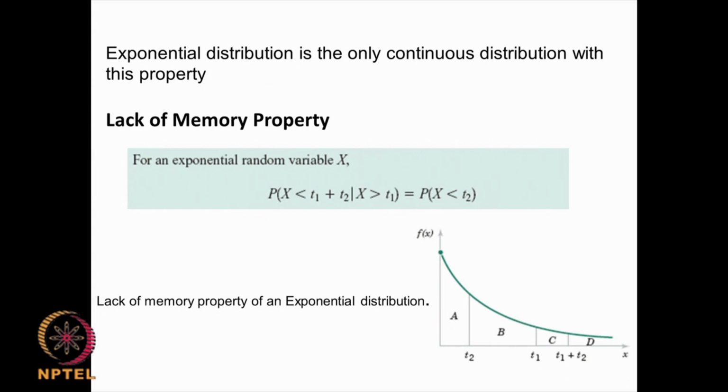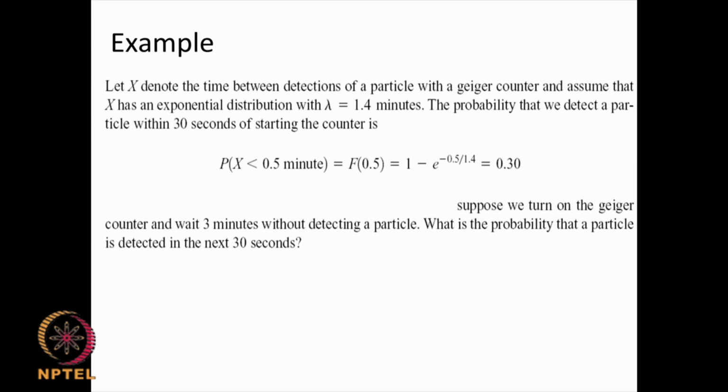Okay. So, for an exponential random variable x, we have P(x less than t1 plus t2 given x greater than t1) is given by P(x less than t2). That means whether you take the time from January 1st or from February 1st, the time for the next event to happen will be independent of whether my starting point is January 1st or February 1st. That is the lack of memory which is characteristic of the exponential distribution. So, we will look at some examples.